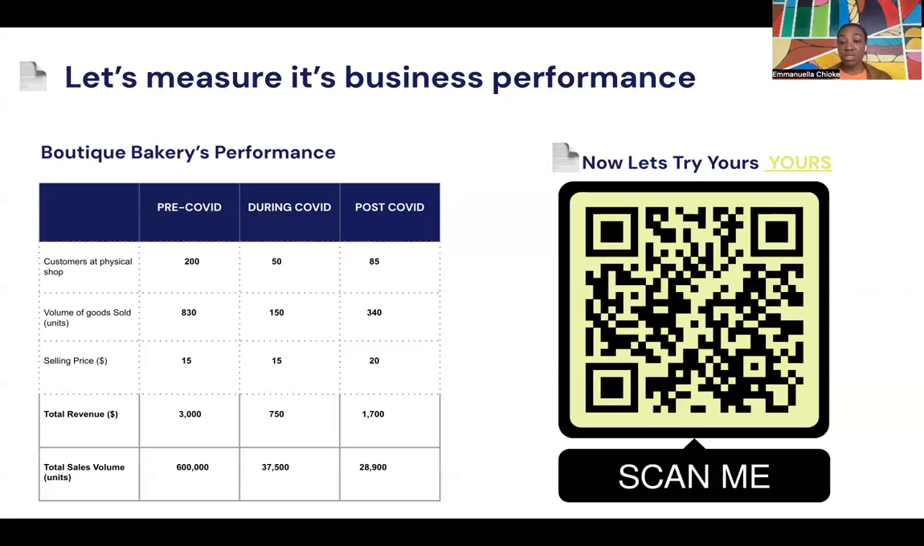And this is where we're going to see a little bit of a change here, right? So of course, post-COVID, some people are starting to trickle back into the office. And because more people are coming back into the office, it means they're starting to get more clients, right? Because offices are open, people are going to come into their shop to buy their lunches there. And so we're seeing an increase in the number of customers at the physical store going up to 85. We're seeing the volume of goods sold going up to 340 units, because if there's more people, then there's going to be more things that they're selling as well. What we're seeing interesting here, though, is that their selling price has gone up.